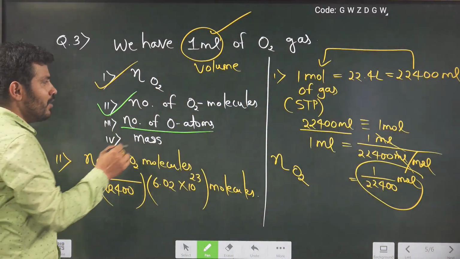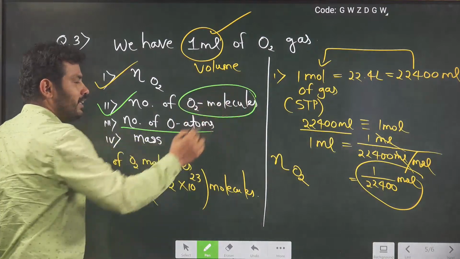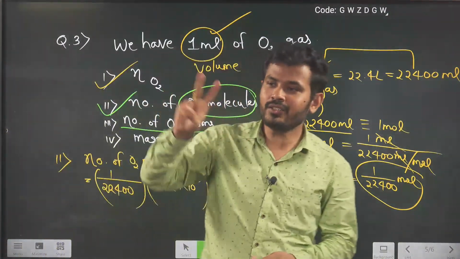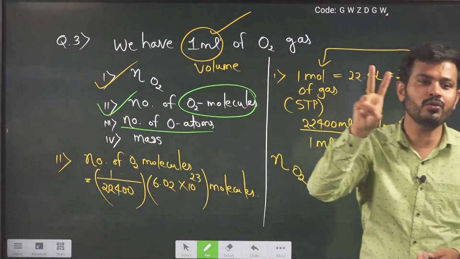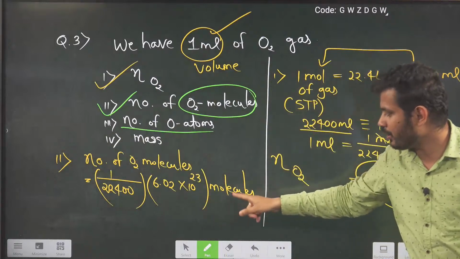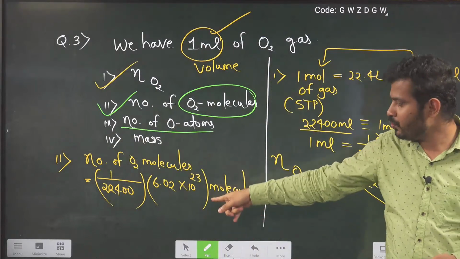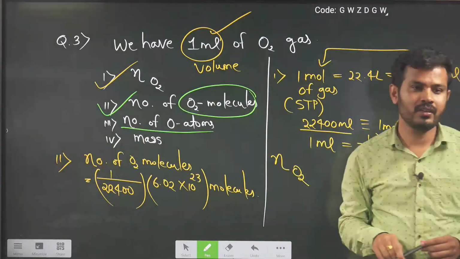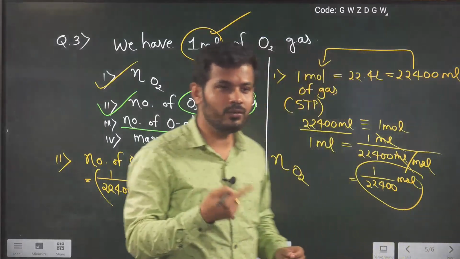We know that one single O2 molecule contains 2 oxygen atoms. One O2 molecule, 2 oxygen atoms. So we have this many oxygen molecules. Just multiply by 2 over here, and you will get the number of atoms. Yes, into 2, correct, very good.